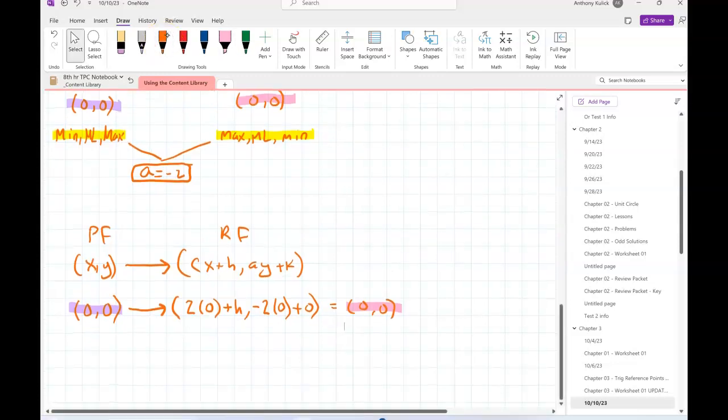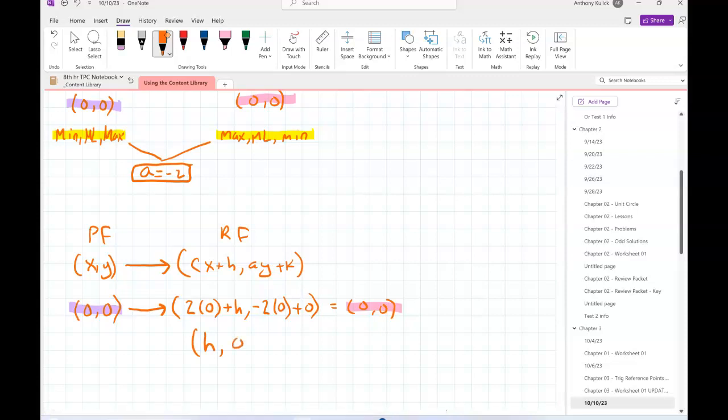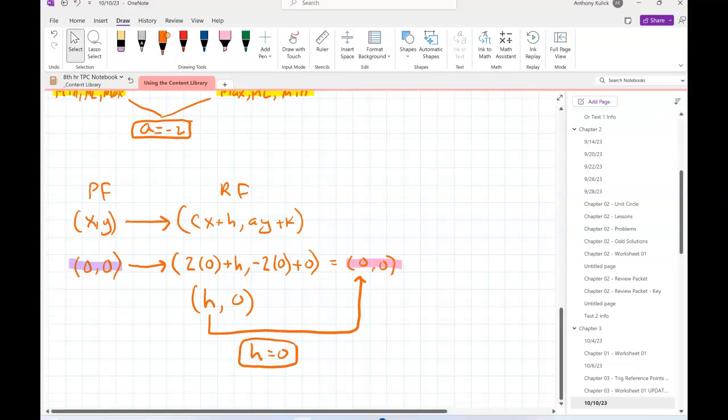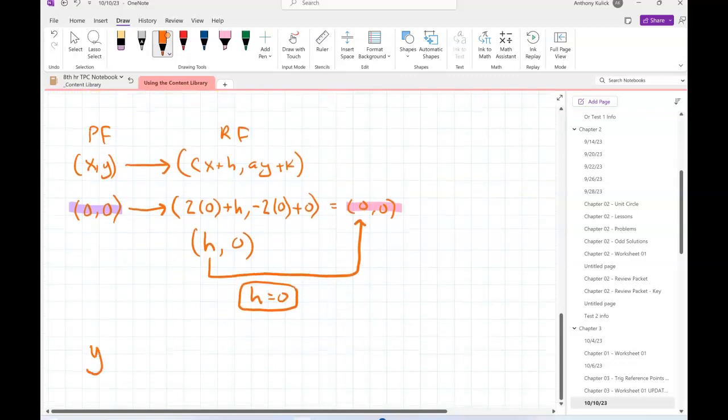So if I simplify this, 2 times 0 plus h is h. Negative 2 times 0 plus 0 is 0. So h has to be 0. Now I have everything I need to write my function.